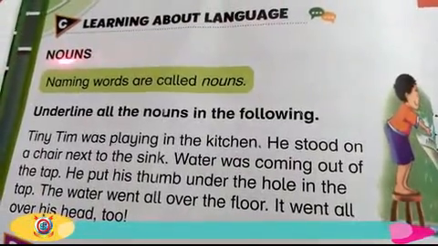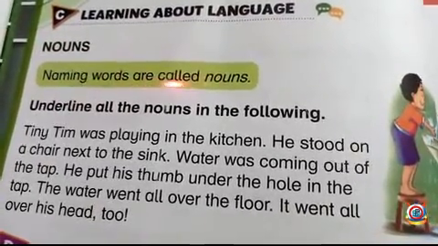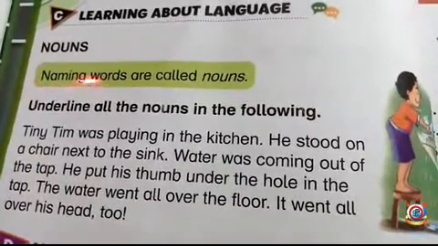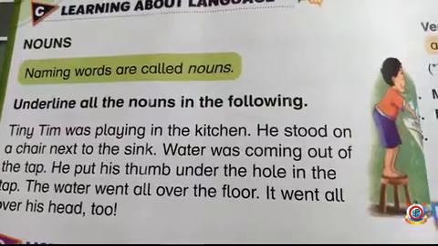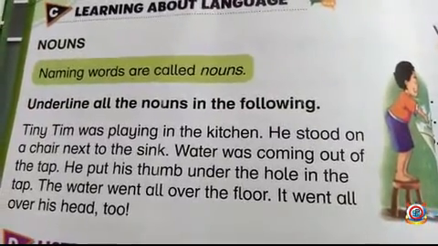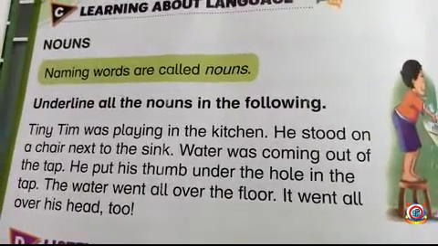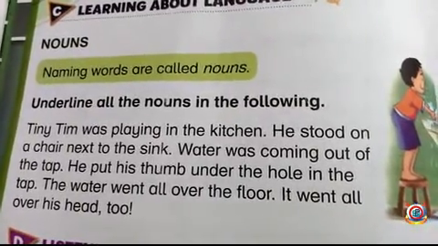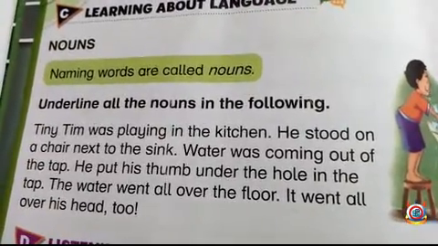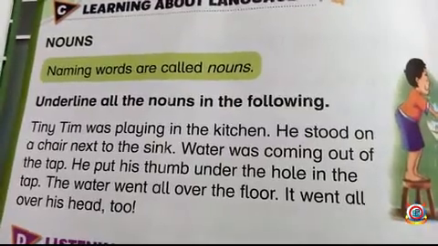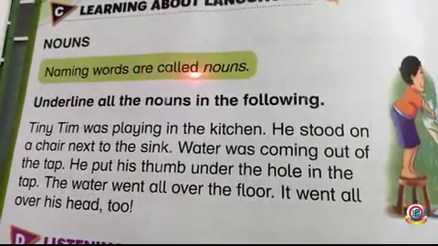Okay, the topic is noun. Naming words are called nouns. The word which is the name of something is called noun, or in simple words, name is noun. If you don't understand it, you can simply learn that name is noun. A word which is the name of something is called noun, or naming words are called nouns.